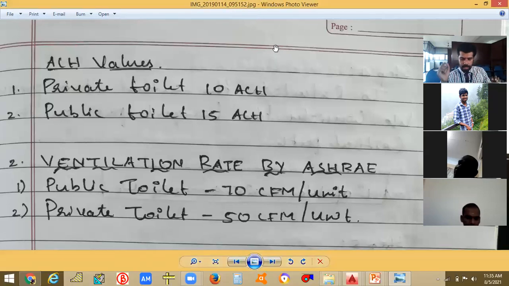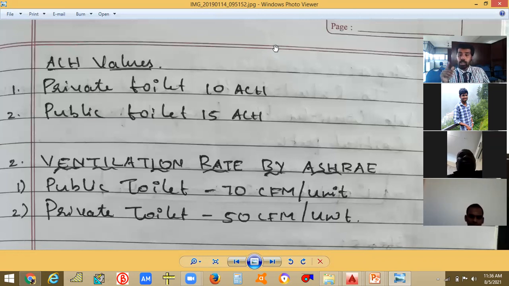And below, in a box, write the size of a standard toilet. The size of a standard toilet is 2 into 3 meter.